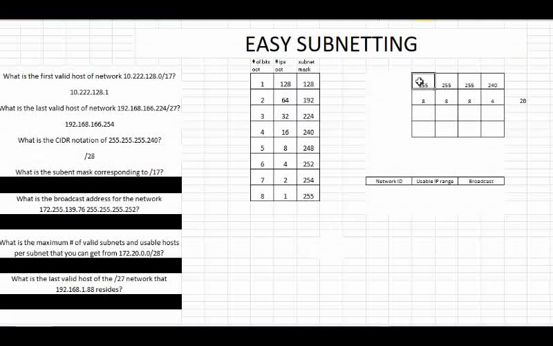So I just wanted to show a quick little question there on how to go from subnet mask to CIDR notation. That was very easy to do using our chart.